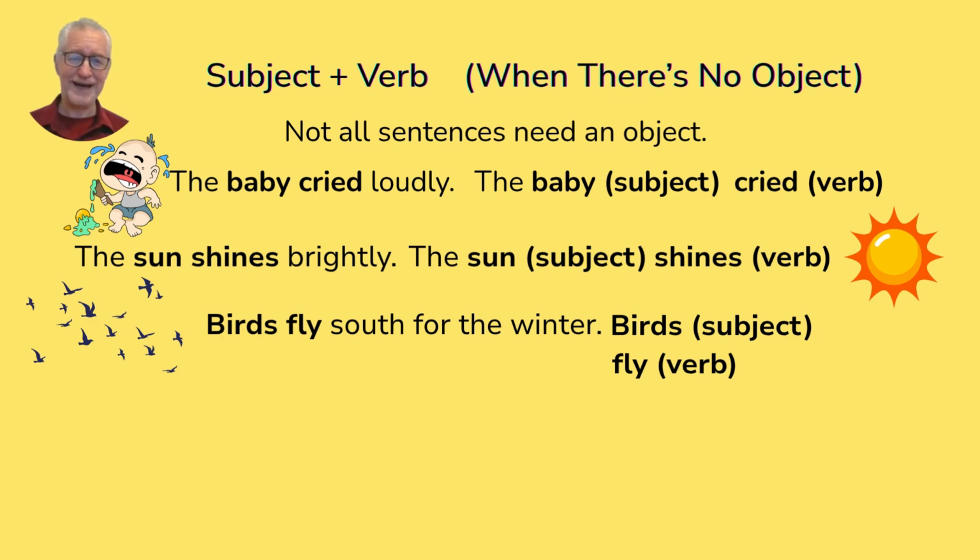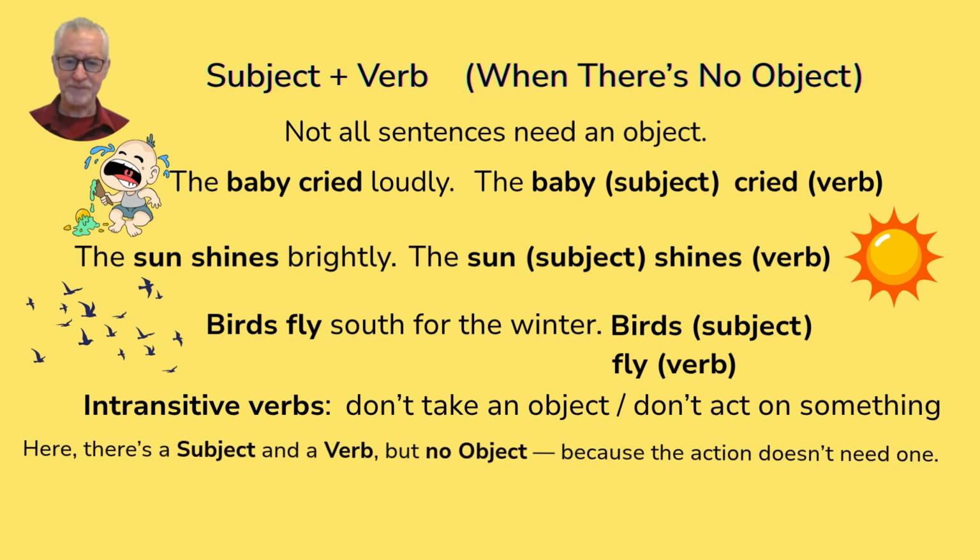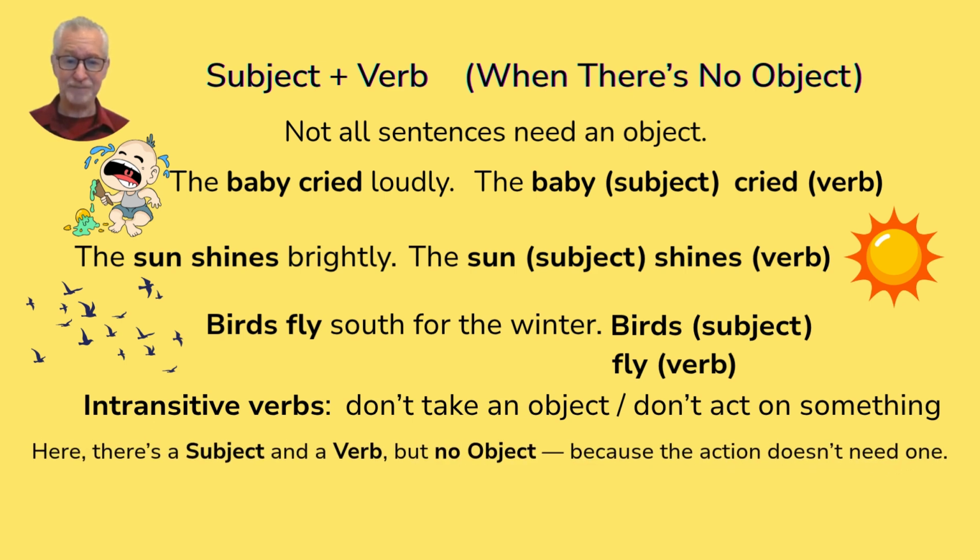So in each case, we have a subject and a verb, but no object. Yet they're complete sentences and they make sense on their own, expressing a complete thought. We call these verbs intransitive verbs. So intransitive verbs are verbs that don't take an object and they don't act on something. Here, there's a subject and a verb, but no object because the action doesn't need one. So these are called intransitive verbs.